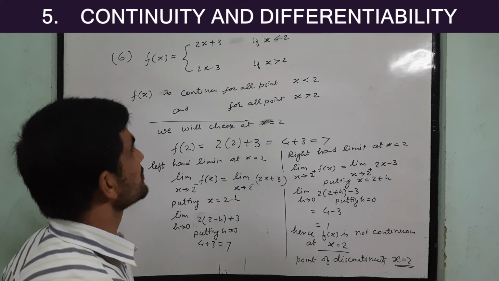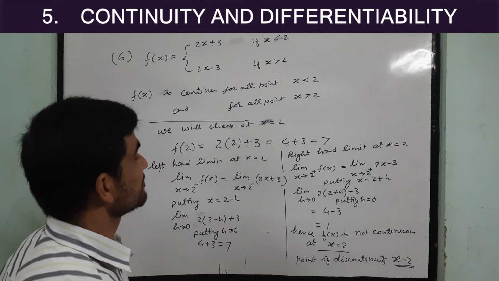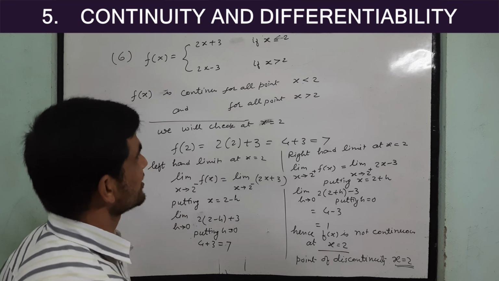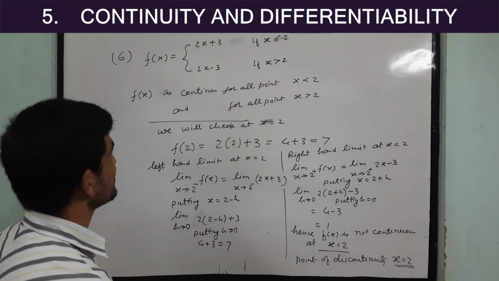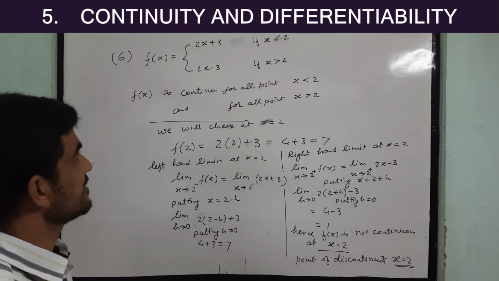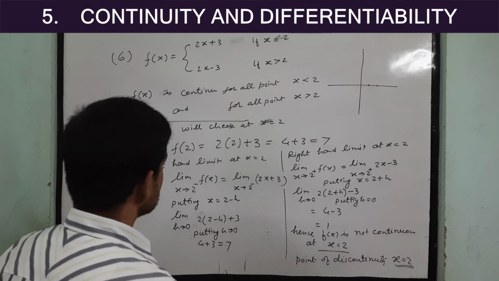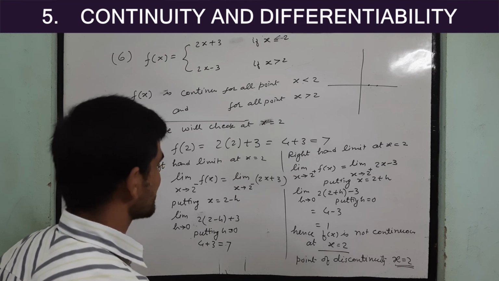Clear? So you also try its graph and find which type of graph you are getting at x equal to 2. You will find 2x plus 3 and 2x minus 3 are both parallel lines to each other. Now you try to solve the rest of the questions.